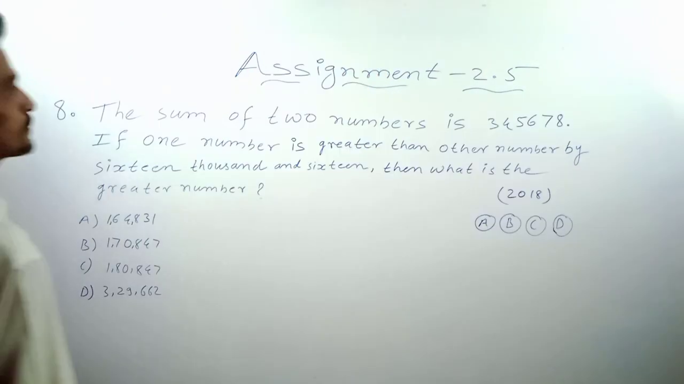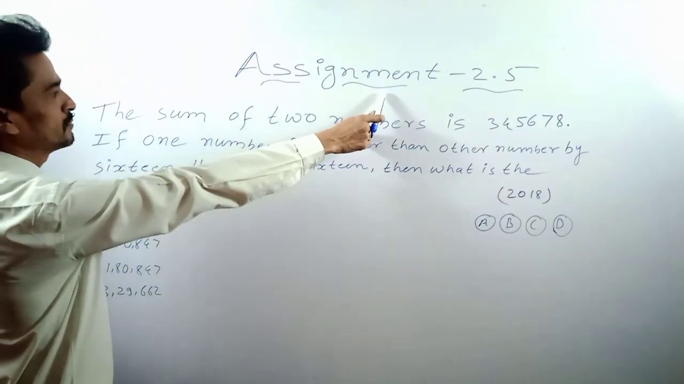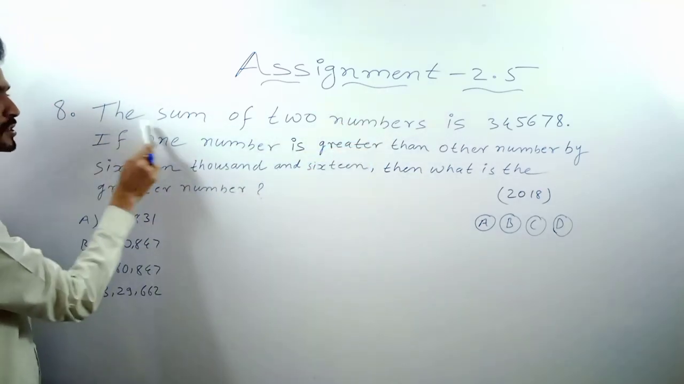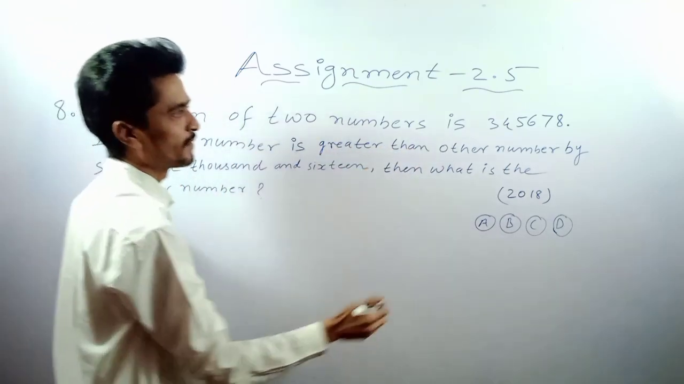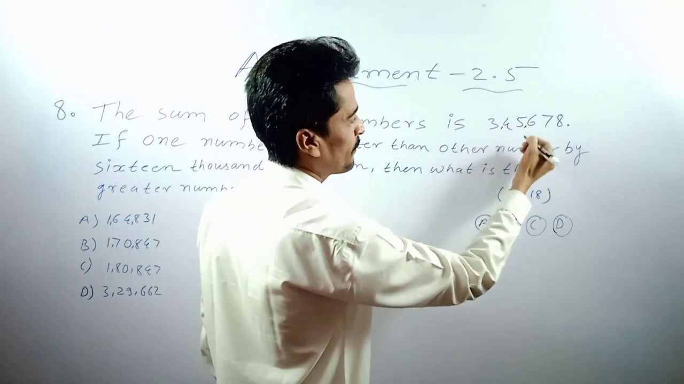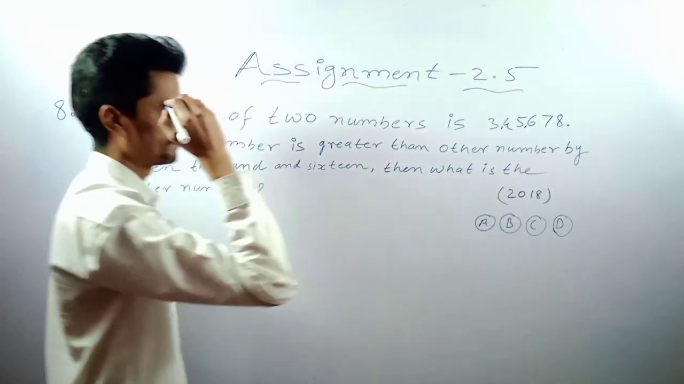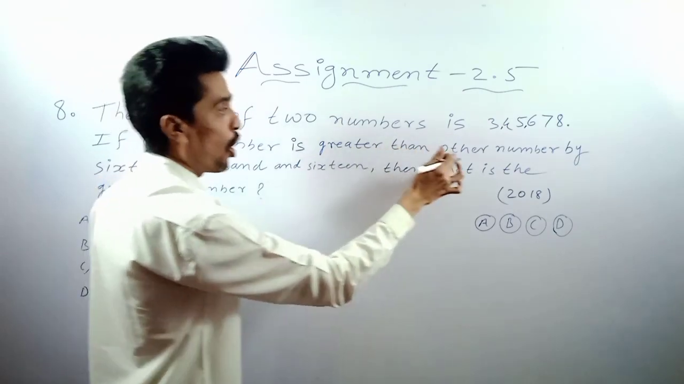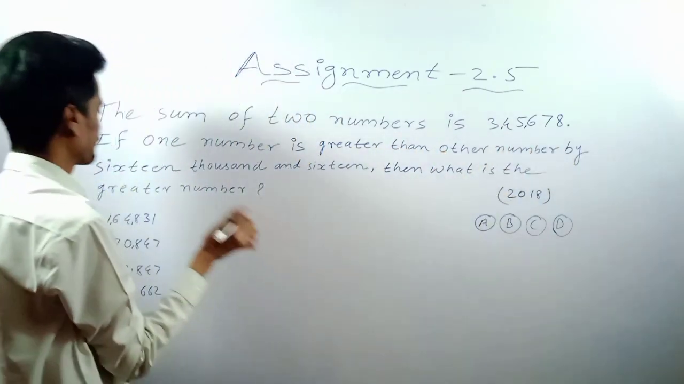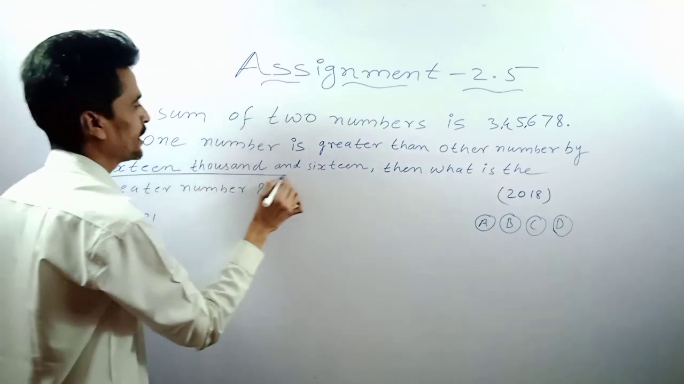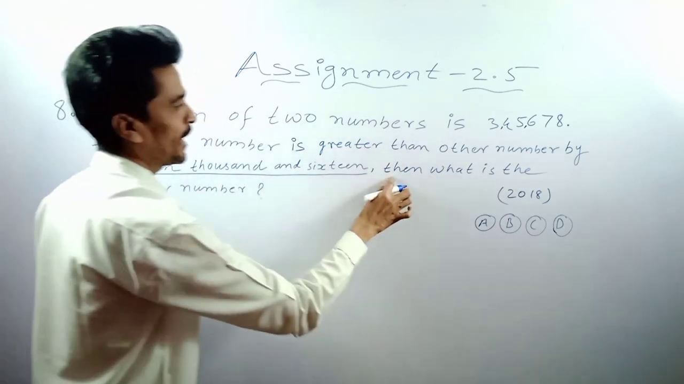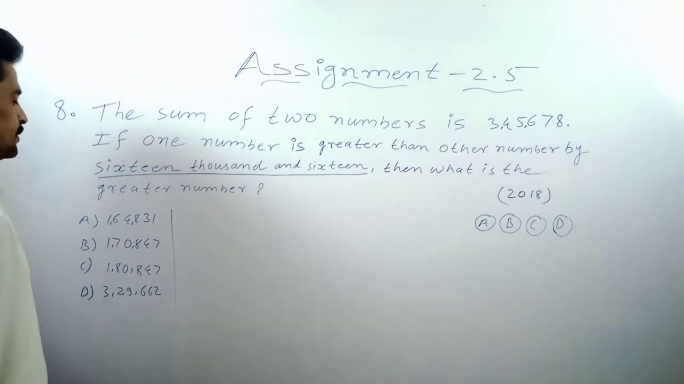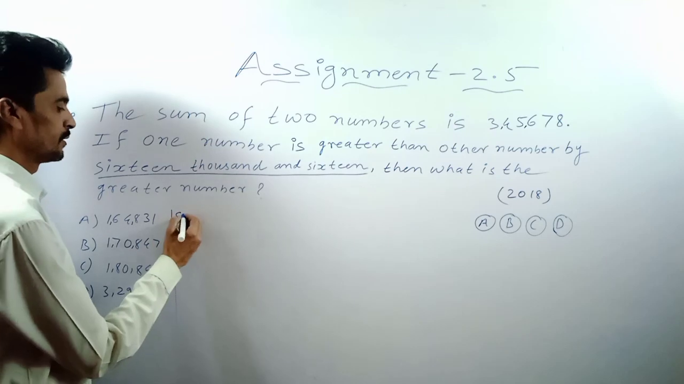In assignment 2.5, there is the 8th problem. The sum of two numbers is 3,45,678. If one number is greater than the other number by 16,016, then what is the greater number? So let's see our solution.